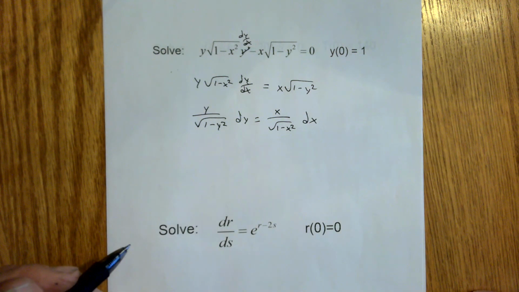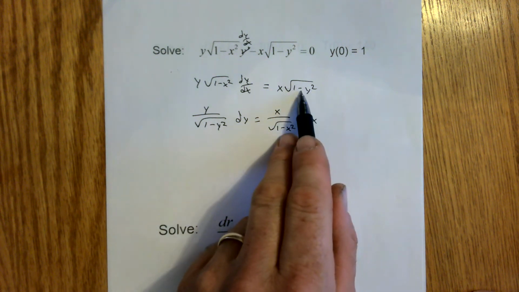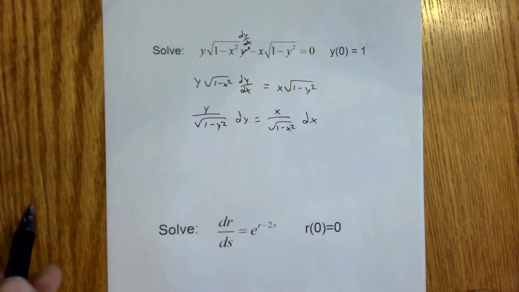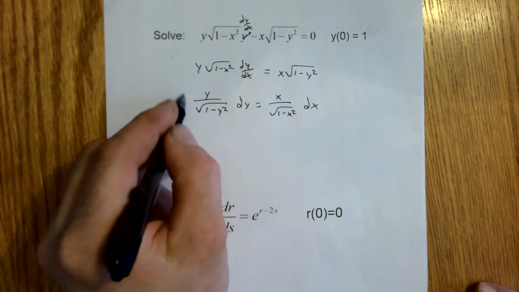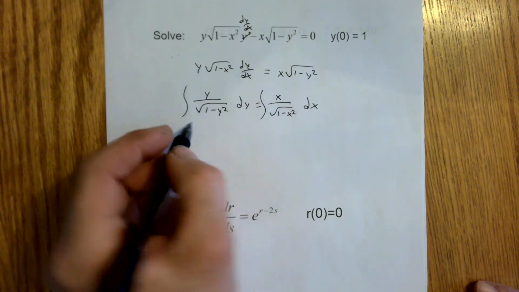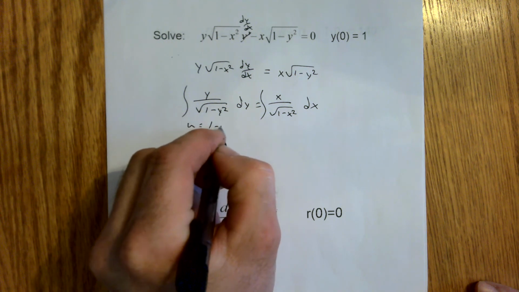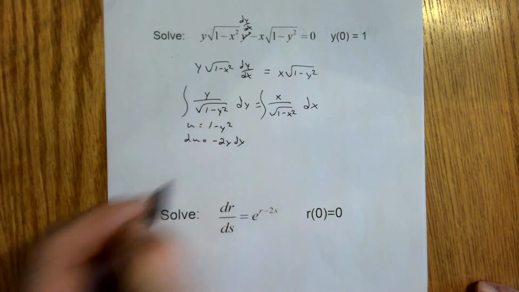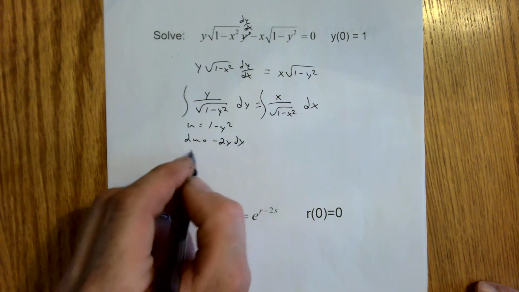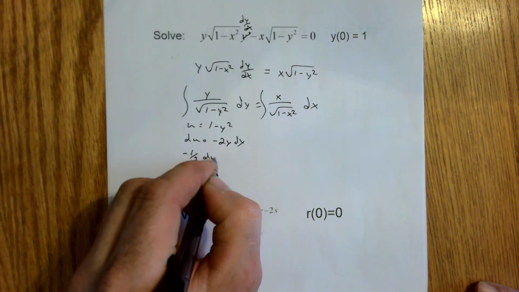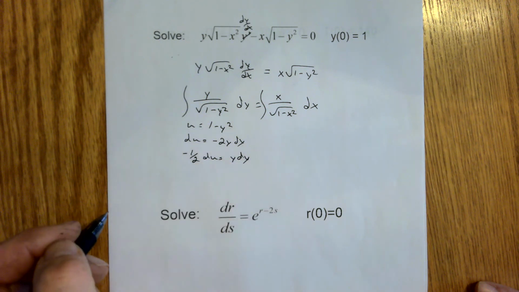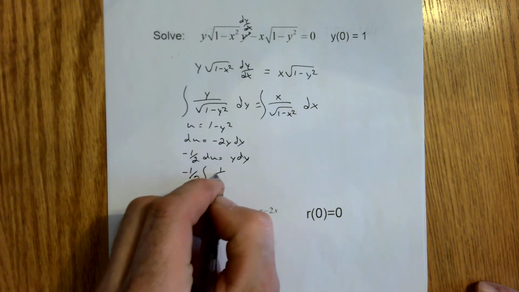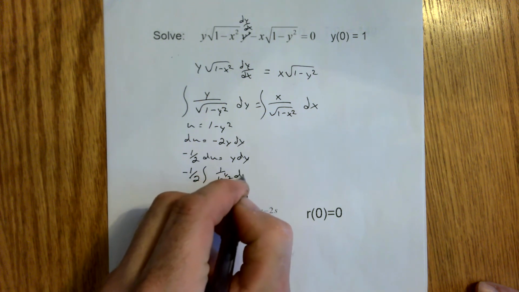So I did a lot of algebra there without showing it. So I divided this square root of 1 minus y squared over, divided this square root of 1 minus x squared over, and brought my dx over. Now I can go ahead and integrate both sides. Here I'm going to let u equal 1 minus y squared, so du equals a negative 2y dy. I can use that y, but I can't use that negative 2, so I have a negative 1/2 du equals y dy. So that gives us an integration, negative 1/2, the integration of 1 over u to the 1/2 du.